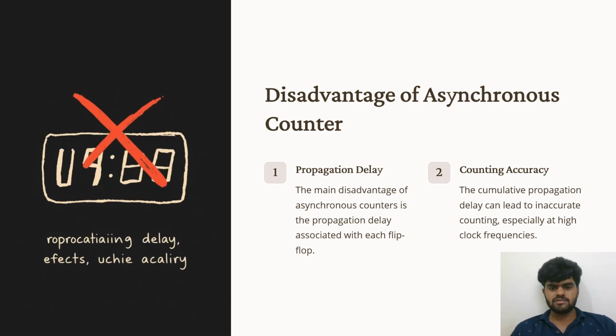Disadvantages of asynchronous counters. Propagation delay. The main disadvantage of asynchronous counters is the propagation delay associated with each flip-flop. Counting accuracy. The cumulative propagation delay can lead to inaccurate counting, specifically at high clock frequencies.